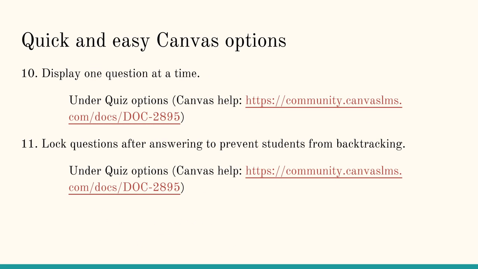Another option is to use display one question at a time. This prevents students from seeing everything in a quiz. This is especially good as a strategy if you have a quiz with more than 5 questions. You can also lock questions after answering to prevent students from backtracking, so that they'll see that first question and they'll move on, and if they realize later that there was something else they wanted to add, they can't go back and change it. So that is another opportunity for you to prevent those kinds of things, especially if they are messaging or chatting with someone else who is taking the quiz as well. That prevents them from changing those answers.